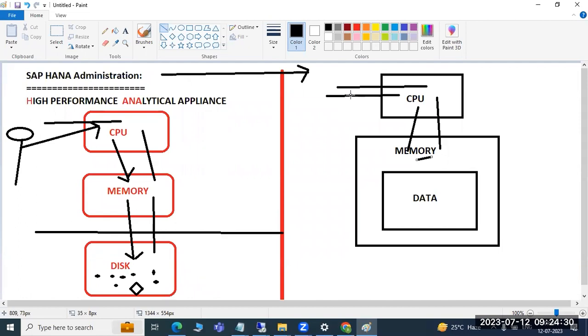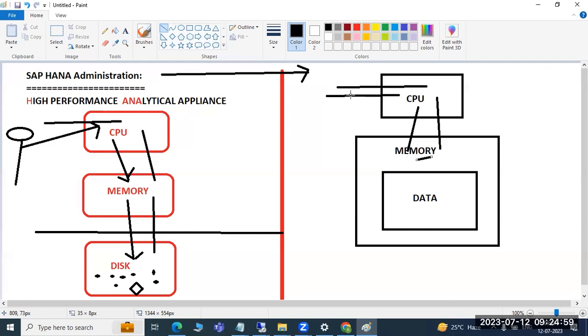The data is stored in an in-memory database, not at the data folder or disk level, but in memory. In-memory means your RAM memory. Data is stored in your physical memory. That is the reason it is very fast. One sentence: accessing the data from main memory is faster than from disk.